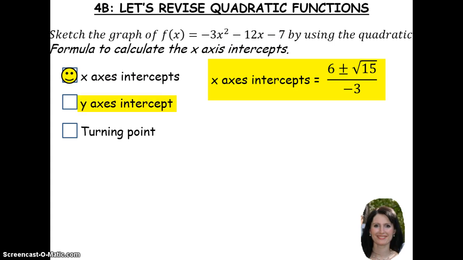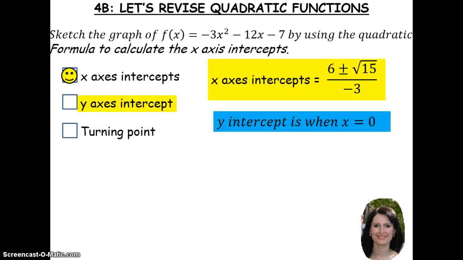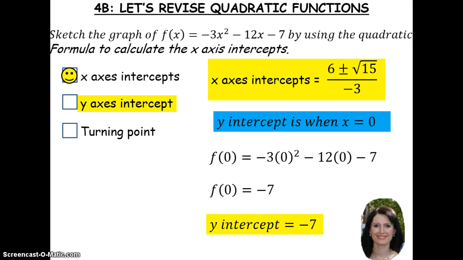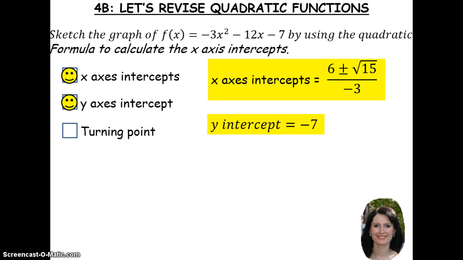Let's look at the y-axis intercept. The y-axis intercept is where x is 0. So let's just substitute 0 for x. f of 0 equals negative 3 times 0 squared minus 12 times 0 minus 7, and therefore f of 0 equals negative 7. So the y-intercept is negative 7. Done. We've only got one more thing to go, and that is the turning point.